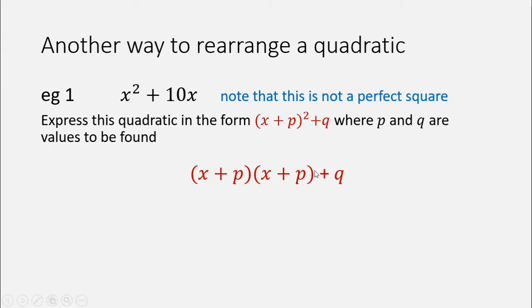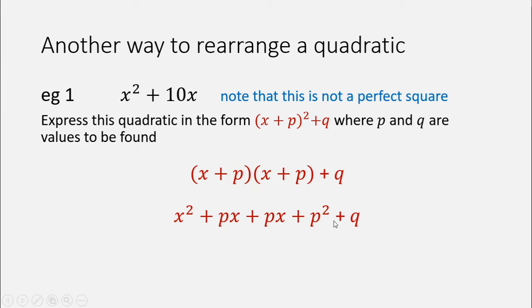Now, this q is not going to get involved very much in this expanding of the brackets. It's just going to sit there. But if I expand these brackets out, I get x² + px + px + p². Notice we got the two terms in the middle here. I didn't just do x² and p². I did it following the steps: x times x, x times p, p times x, p times p.